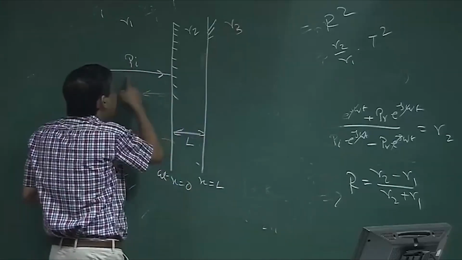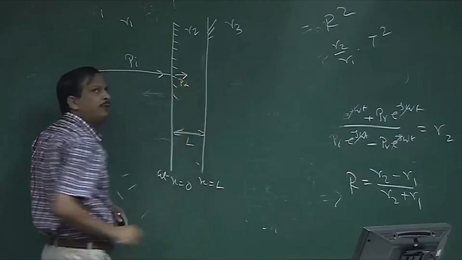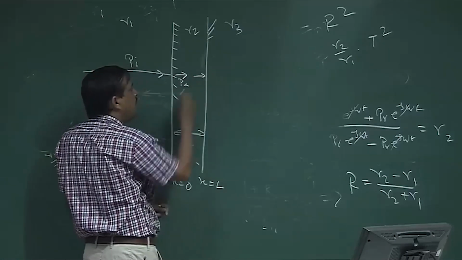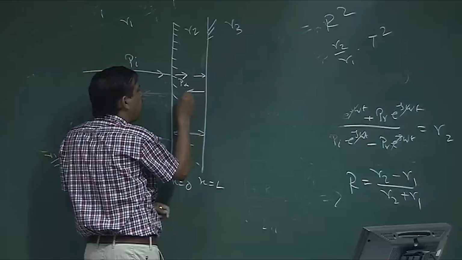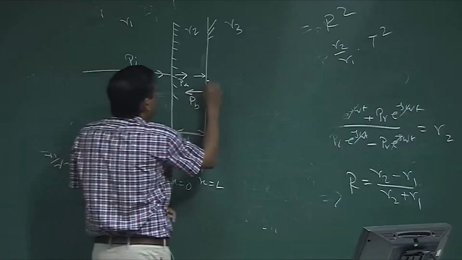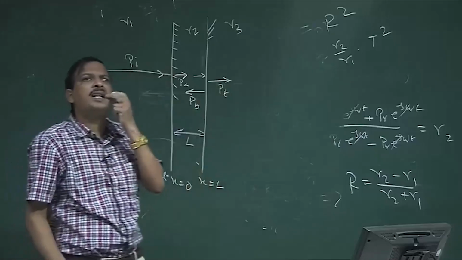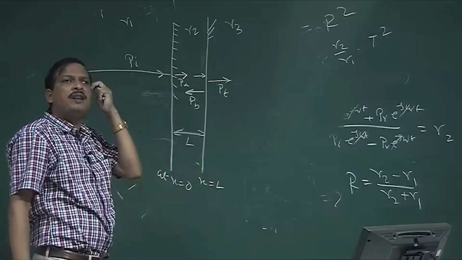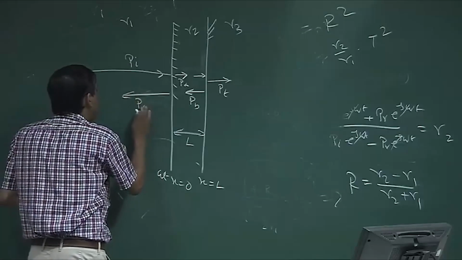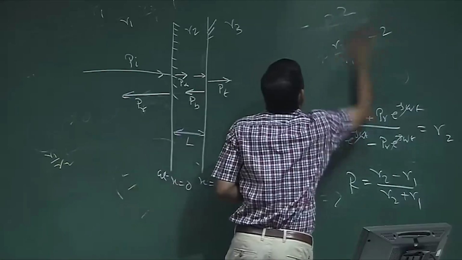If Pi is incident here, there will be some transmitted wave, let us say Pa, and then that will fall on the second boundary and create a reflected wave, which is Pb. Some portion will be transmitted to that side, which is Pt, and some portion here will be reflected, which is Pr. Now, find out the reflection coefficient R and transmission coefficient T of the pressure wave for this condition.